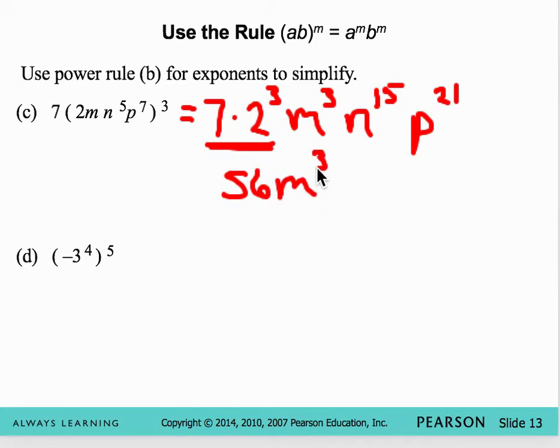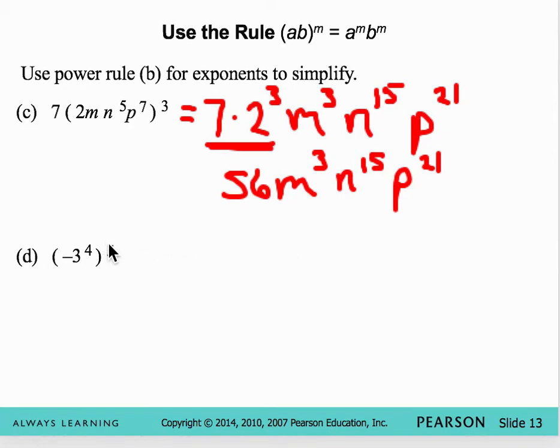And then these all have different bases. There's nothing you can do if the bases are different, only when the bases are the same. So be very careful about this one.